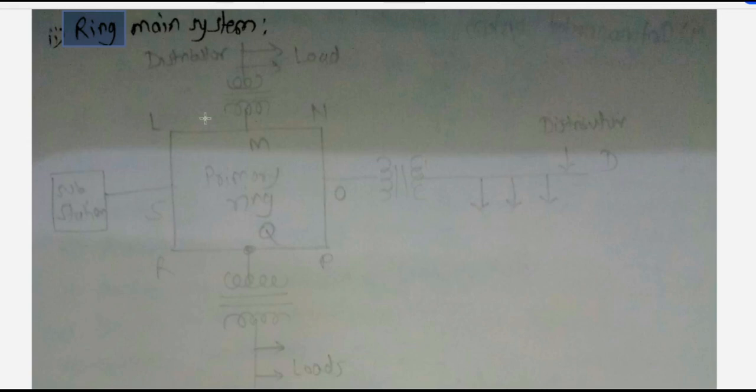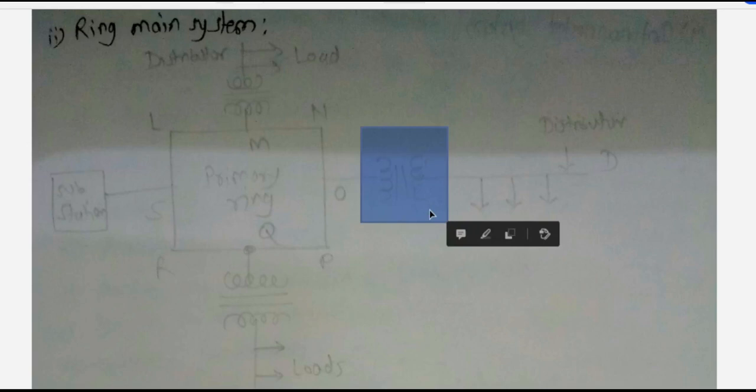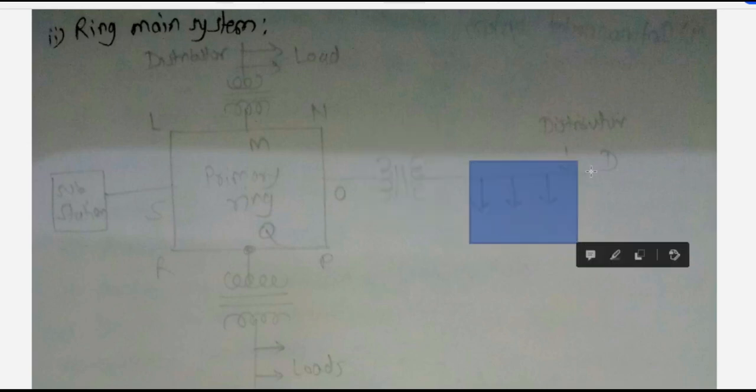So here you can see we are using a transformer. Obviously this is the AC ring mains system. So let's say at O point we are using a distribution transformer. Now tell me the voltage rating. It is same as previous, 11 kilovolt by 400 volt. And we are getting the tappings here.